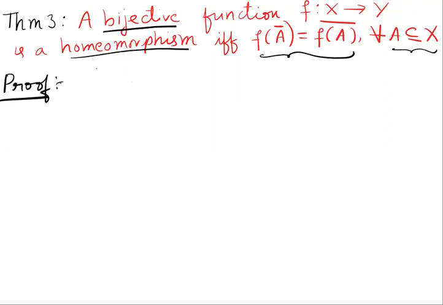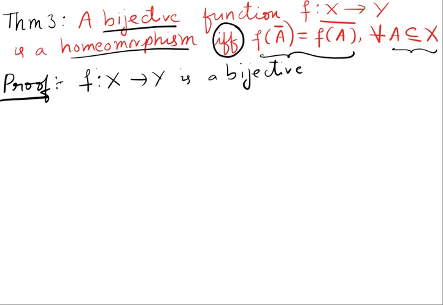Okay. So now, what is basically given? Basically given, the function is bijective. So let me write that. Given f from X to Y is a bijective function. And there is if and only if in the theorem, so we have necessary and sufficiency.